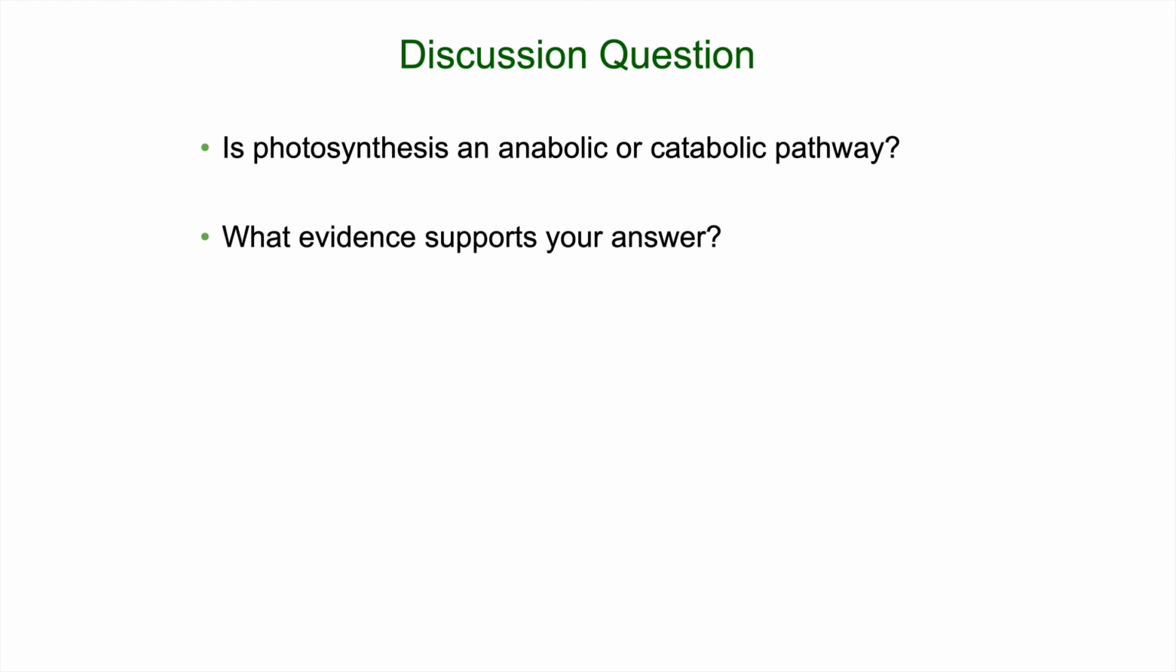All right, photosynthesis is an anabolic pathway, right? We're taking light energy from the sun and we're using it to combine water and carbon dioxide to form glucose, to store chemical energy in glucose. That makes it an anabolic pathway. And the evidence would be the amount of energy that's in the glucose that wasn't in the carbon dioxide and the water.